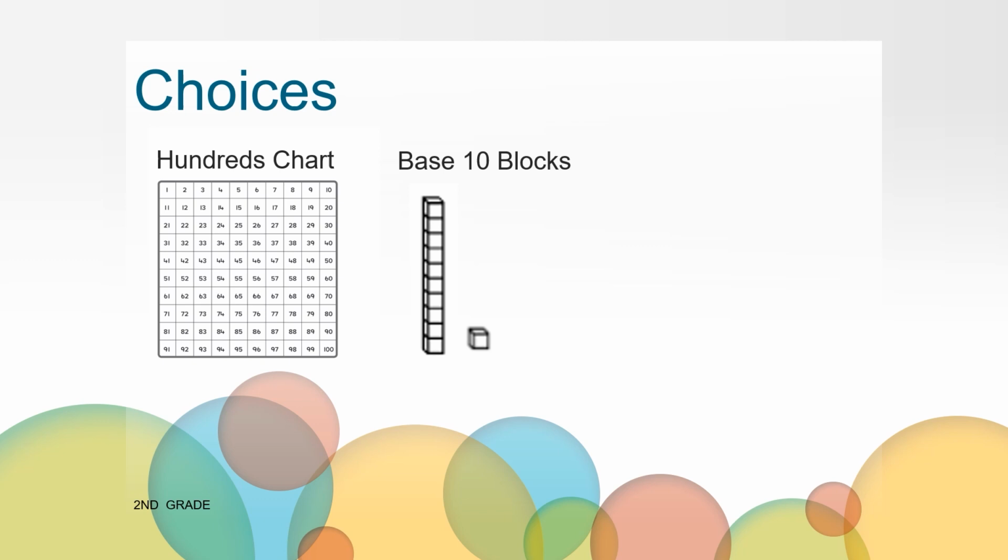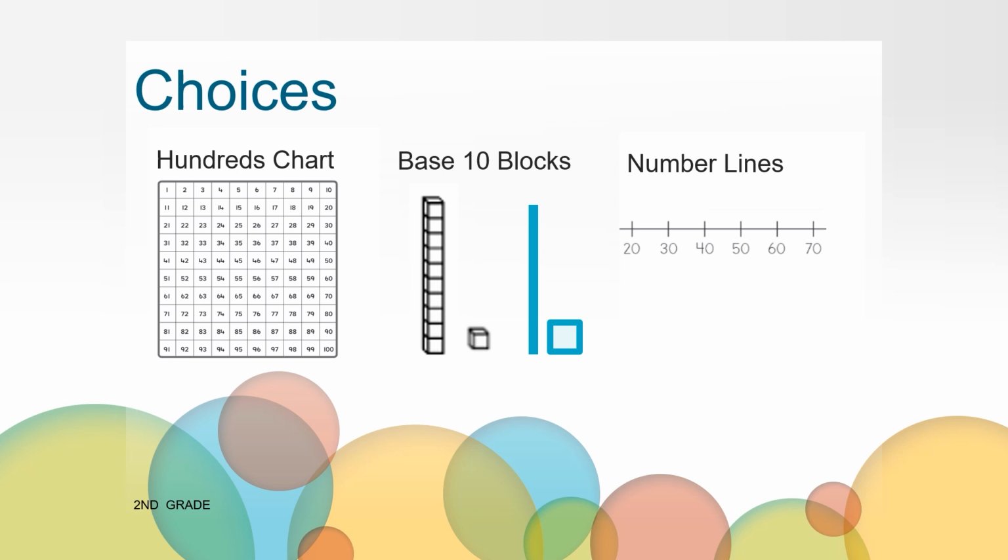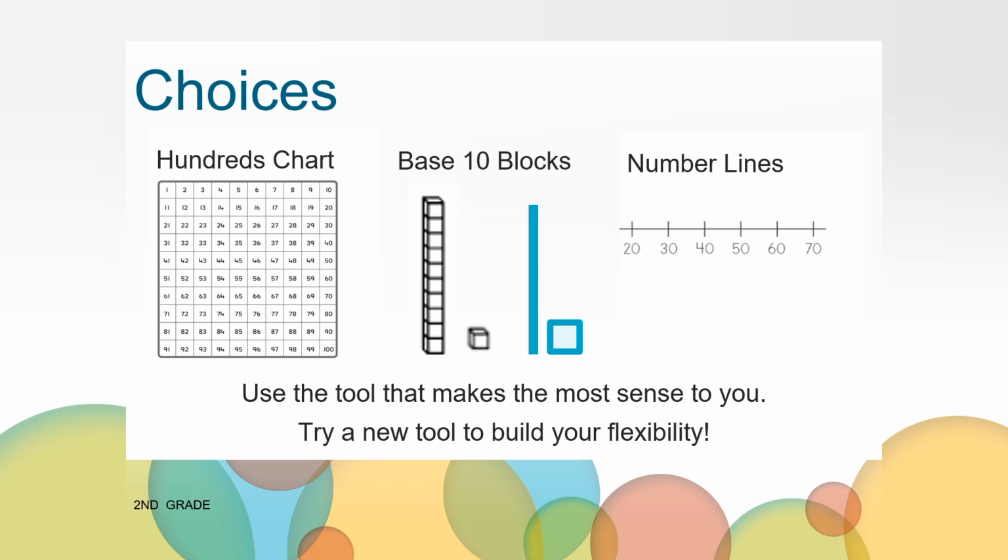Again, you might have had these tools in your classroom, and if you'd like to use them today, you can by using a 10 stick as a straight line and a ones as just a little square box. Your third choice is a number line. You have the choice to use the tool that makes the most sense to you. If you feel really good about using one tool, try out another one. Mathematicians are flexible and can use many different representations to show the same thing.